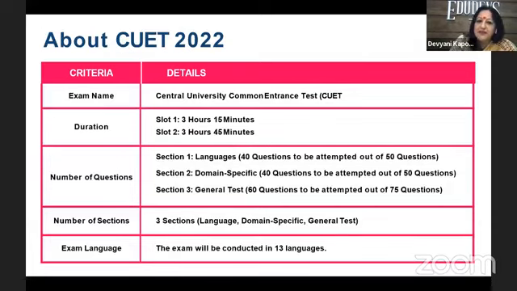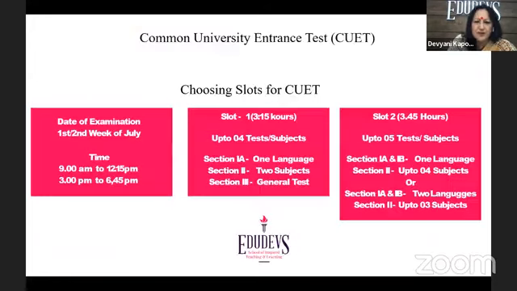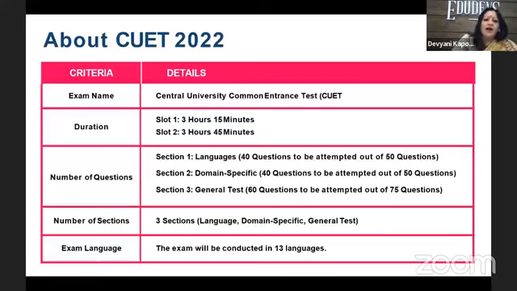And then section 3 is the general test, general aptitude, which will have things from logical reasoning, mental ability, and current affairs, general knowledge, etc. And so in all, the number of sections will be 3. Let's look at the next slide. In fact, 4 sections.